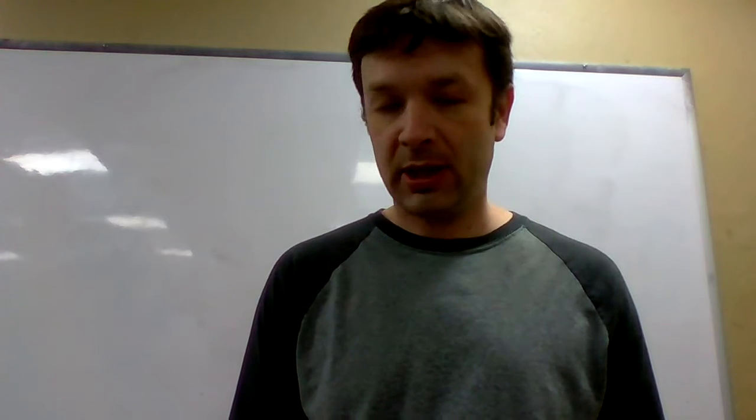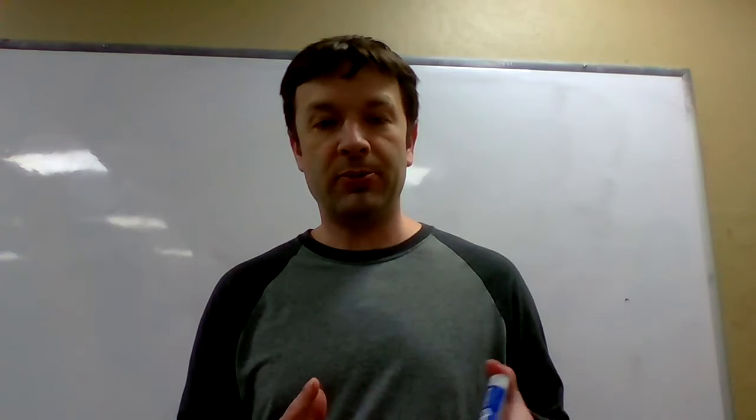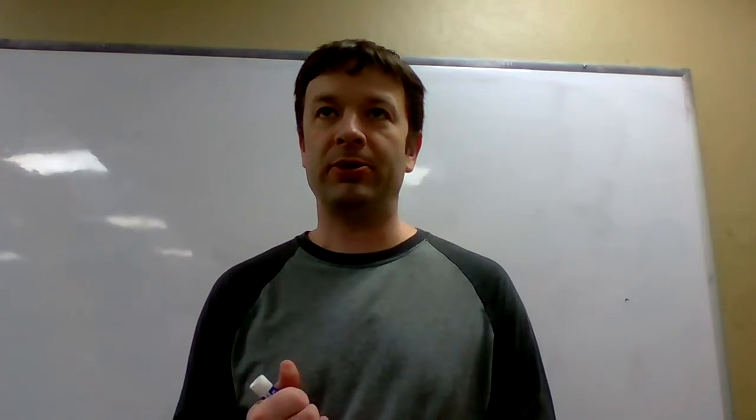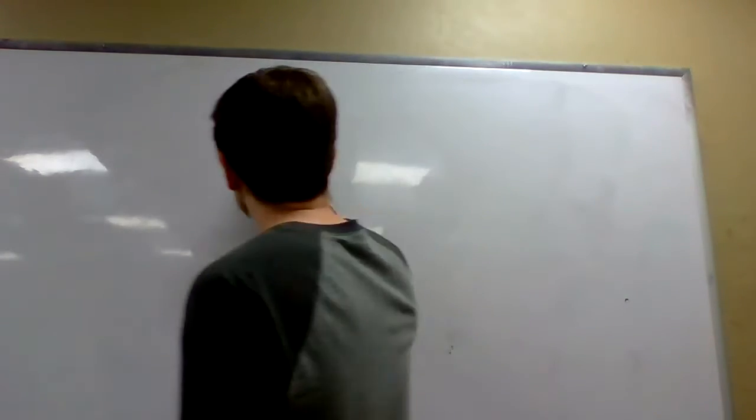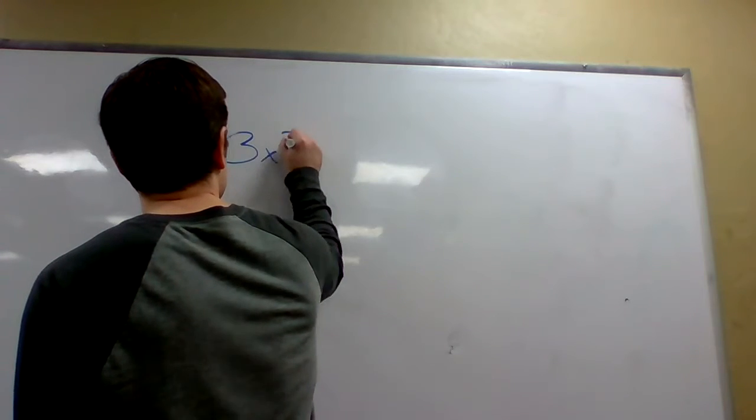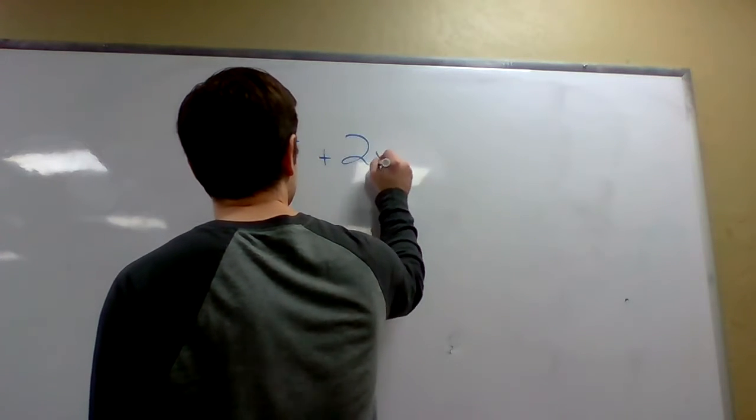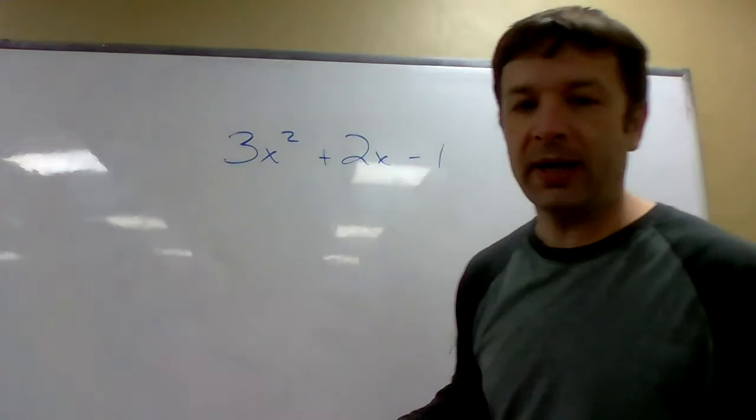So I'm doing page 594, 1 through 24. I'm going to just go through the odds with you guys to make sure that you know how to do it, and I'm going to jump in here. So they're talking about polynomials. A polynomial might look something like that.